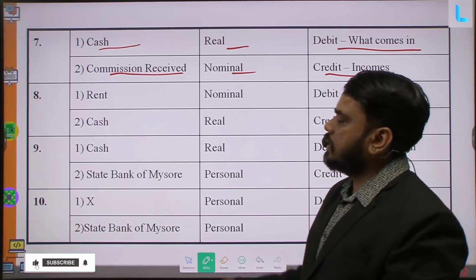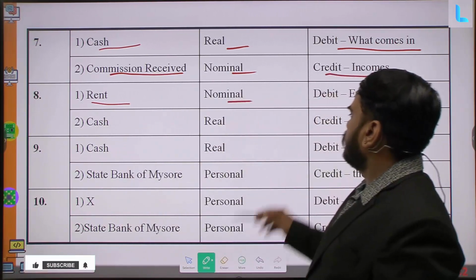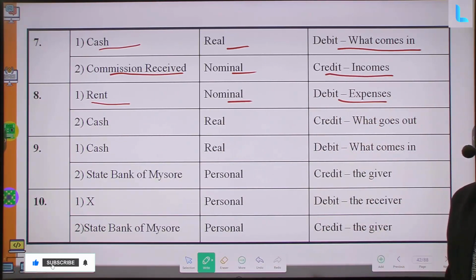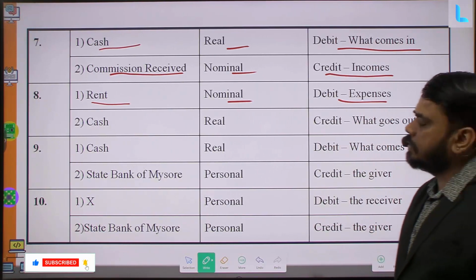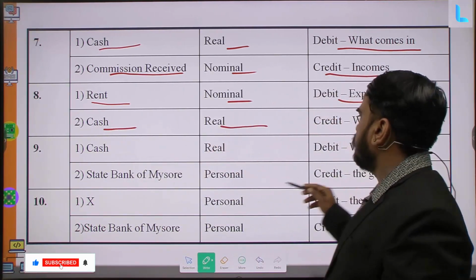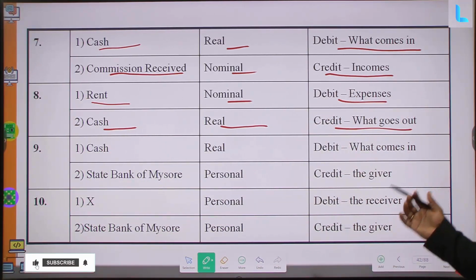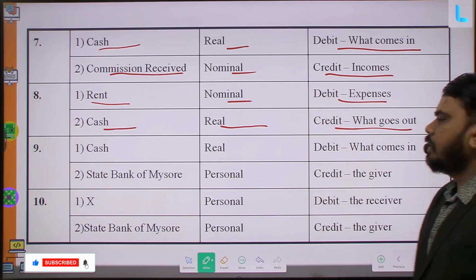The next transaction, here we are paying rent. So rent is a nominal account. So debit expenses. So whatever the expenses are, we have to debit them. Then next cash account. So here cash account is a real account. So we have to credit what goes out. From the cash account, the money is going towards the rent.